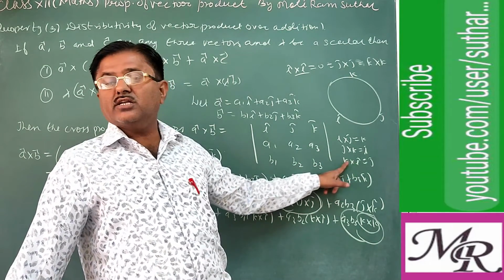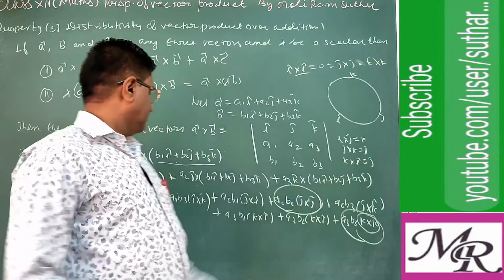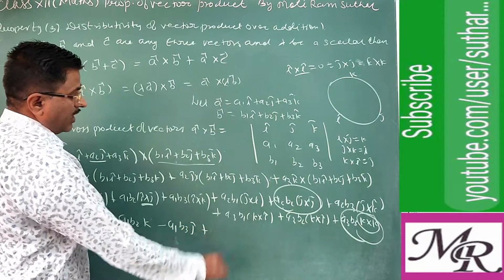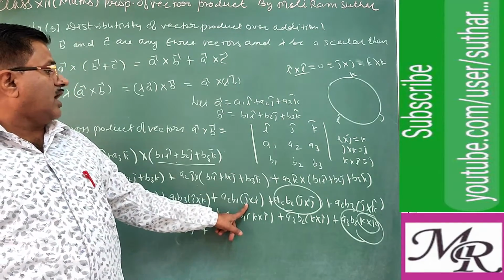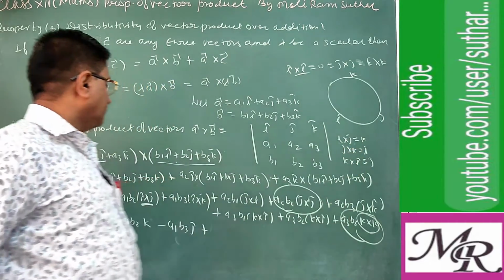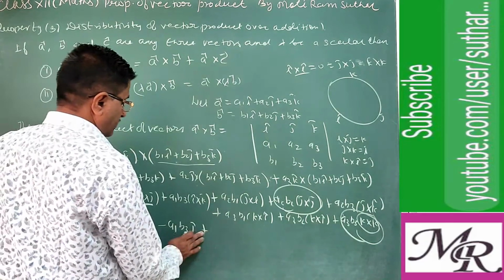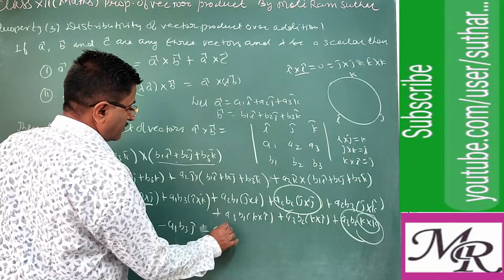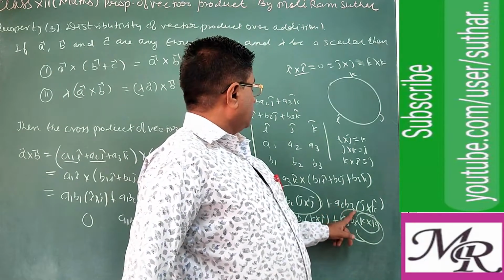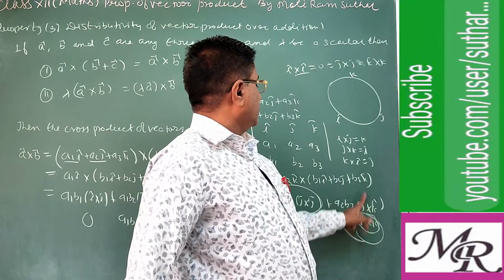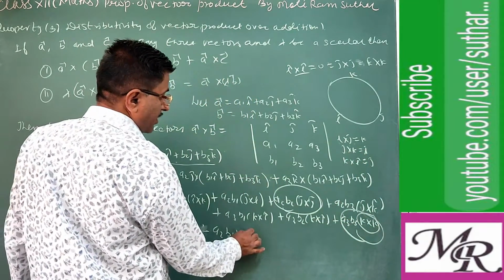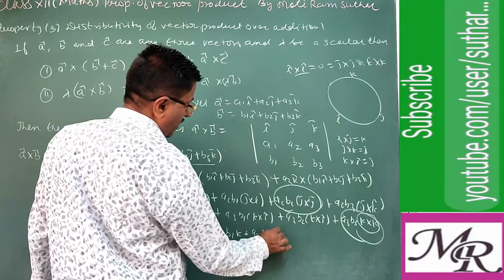Now see here A1, B3, I cross K. I cross K, direction is changed. So this will be minus J. So minus A1, B3, J. Plus J cross I. So direction again changed. J cross I, so that is minus K. Then A2, B3, J cross K. J cross K gives you I. So that is plus A2, B3, I.